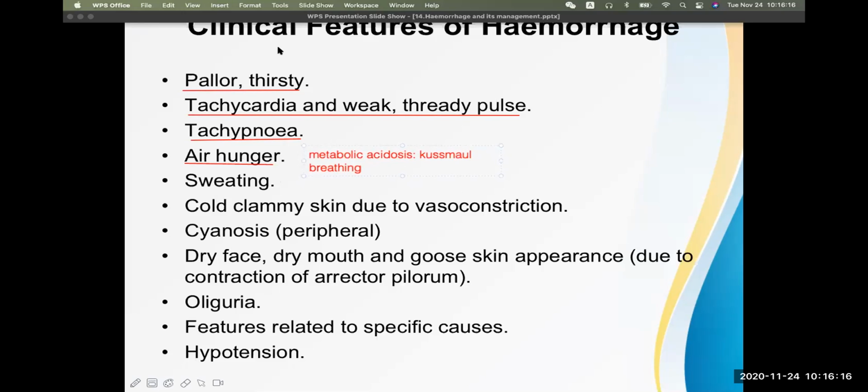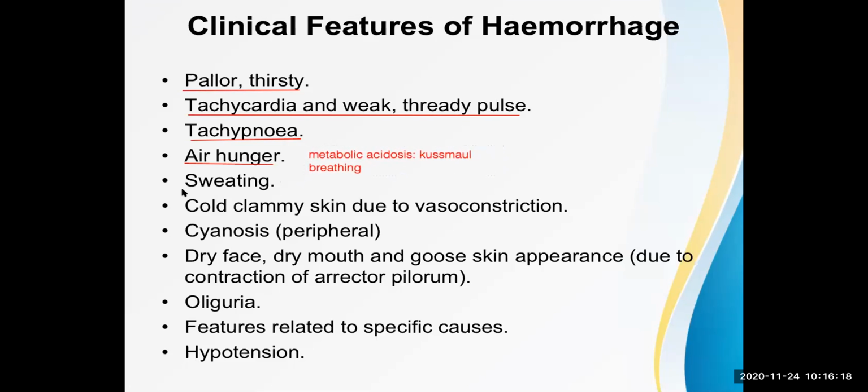Sweating is a very important feature, because the sympathetic system is stimulated in case of bleeding. So sweating occurs along with vasoconstriction. And as a result of vasoconstriction, there is cold and clammy skin. Okay, cold is because of vasoconstriction. Clammy means sweaty. Both of these are functions of the sympathetic nervous system, so we often talk about them together. Excessive sweating leads to clammy skin, and because of vasoconstriction, the skin is cold.